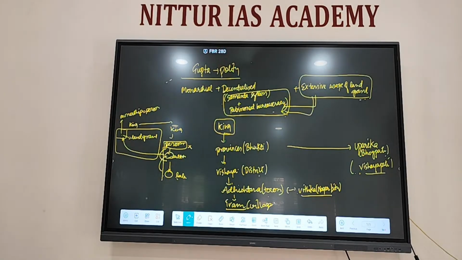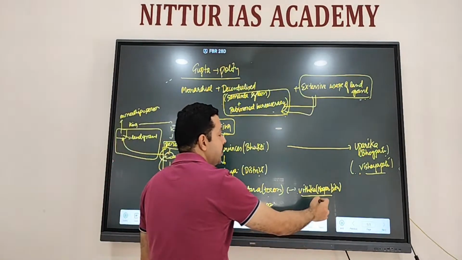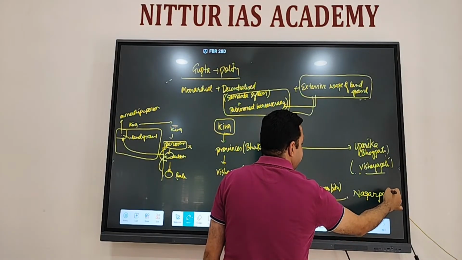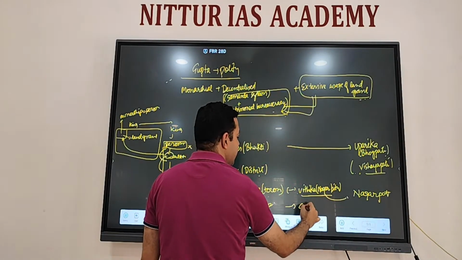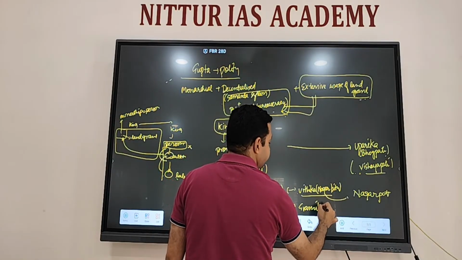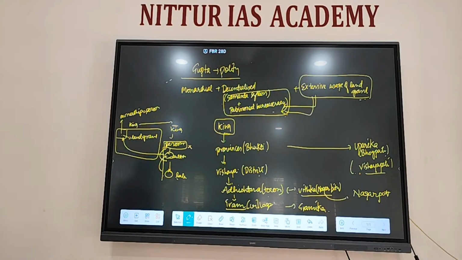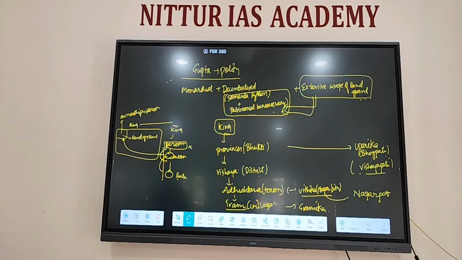Fine. Now, Vitika, if it is there, then it is going to be called as a Nagarpati. It used to be headed by Nagarpati. And village, you know that, headed by Gramika. Village used to be called as a Gramika. These are the major features that you are finding. Nagarpati, Bhogpati, Vishyapati, these are the terms we are using. Clear?